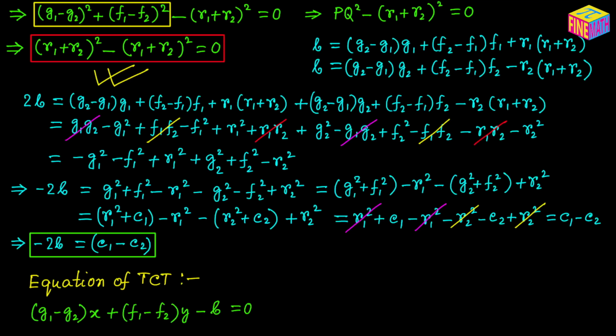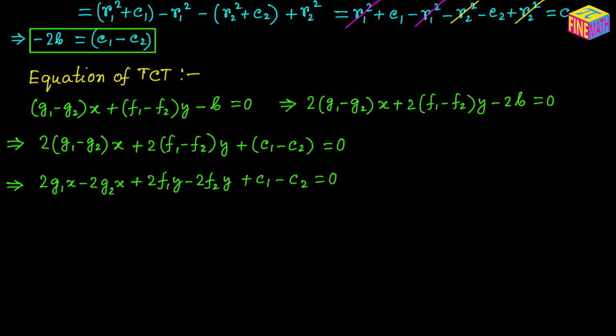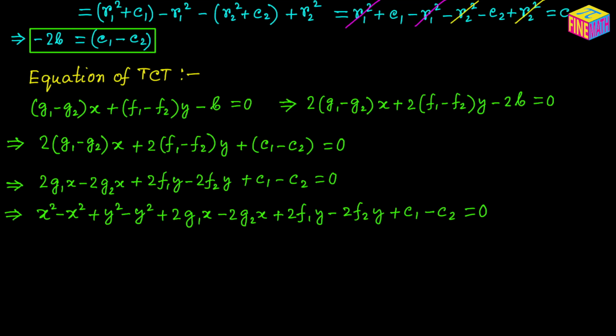So then let's go back to our original equation of the transverse common tangent. We had the equation like this, and if we multiply both sides by 2, then our equation is going to look like this. And then I am going to use c sub 1 minus c sub 2 in place of negative 2b. So our equation would look like this. Let's remove the parentheses, then our equation would look like this. Next I am going to add positive x squared and negative x squared and also positive y squared and negative y squared. Then our equation can be written like this, because what I have added there is essentially 0, but I am doing this to come up with a nice formula here.